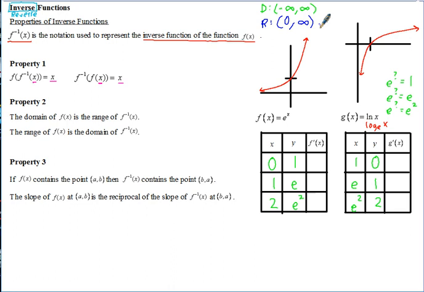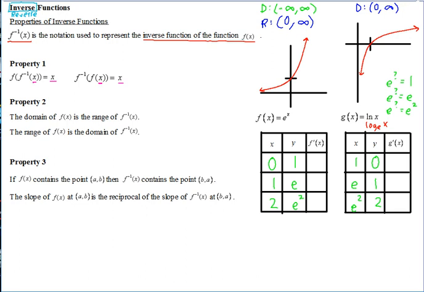Now let's look at the domain and range for natural log of x. Here's the graph of a natural log. It goes through 1, 0, as we saw right here, whereas the exponential goes through 0, 1. So the domain on this one, the x values, notice you have a vertical asymptote at x equals 0, so the x value never quite gets to 0, so it'd be 0 to infinity.